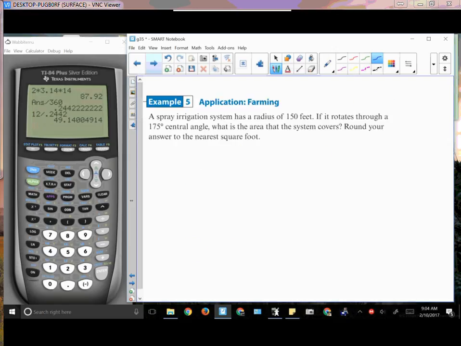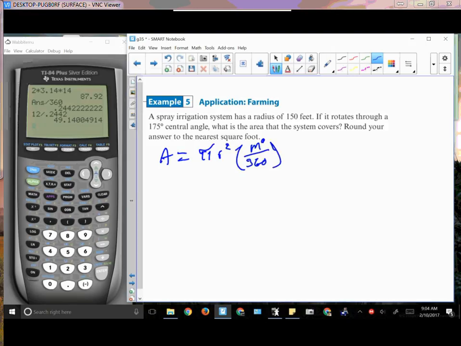So, a spray irrigation system has a radius of 150 feet, rotates through a 175-degree central angle. What is the area that the system covers? Round your answer to the nearest square foot. Actually, it would be more appropriate to have this rounded to the nearest acre, but we'll go from there. So we want area. Area is equal to pi r squared multiplied by the measure of the angle over 360.